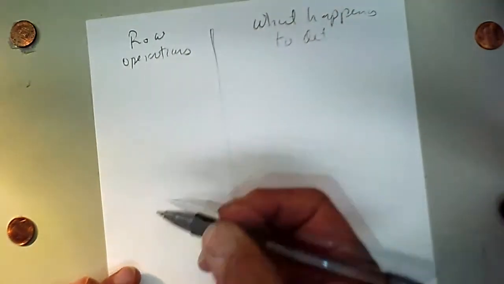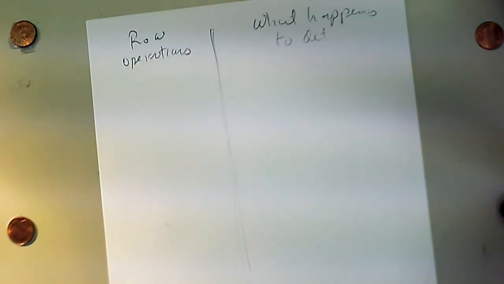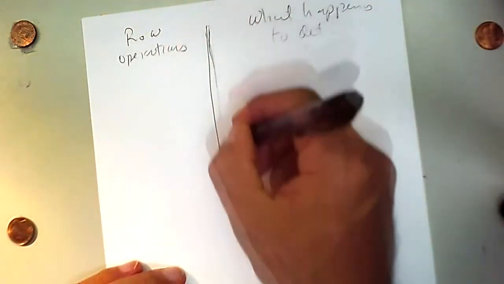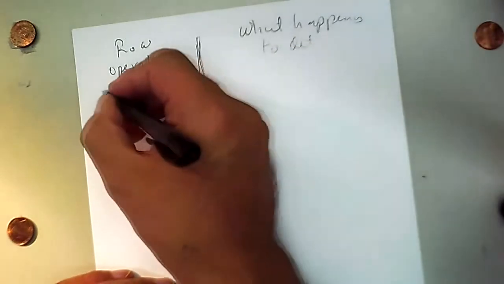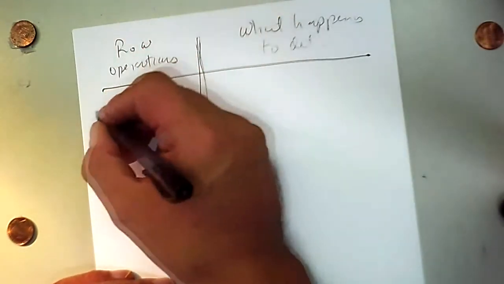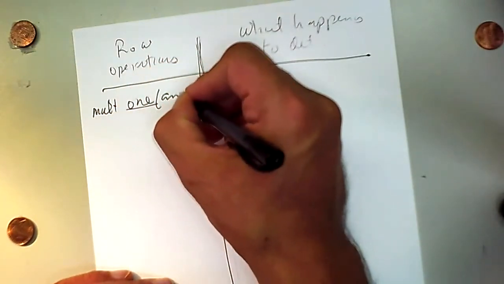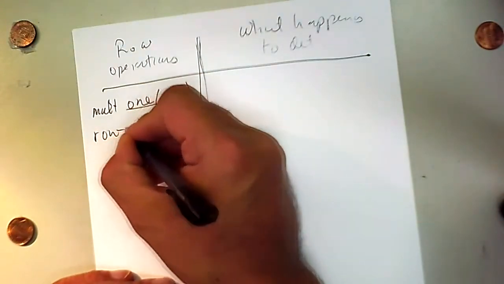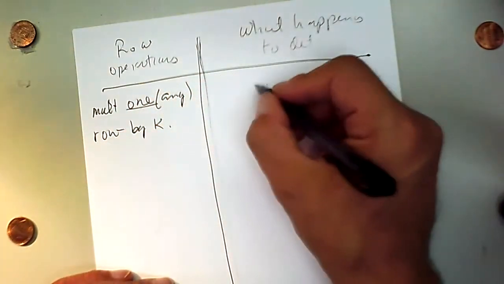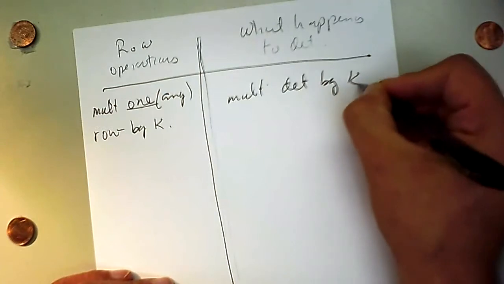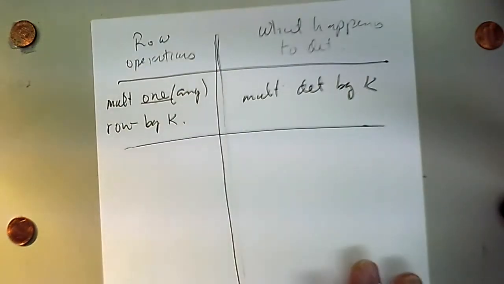Well, we're running out of ink. Okay, so new pen. Okay, so what happens to the determinant? If we multiply one row by k, multiply one, and by one I mean any, but only one row by k, then the determinant gets multiplied by k. Multiply determinant by k. Okay, that's one row operation that we know of.